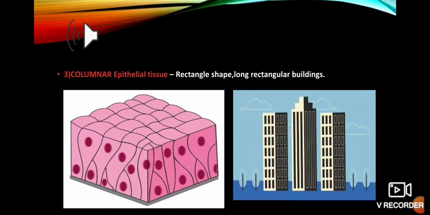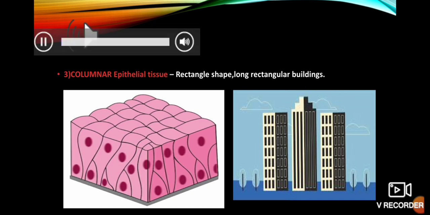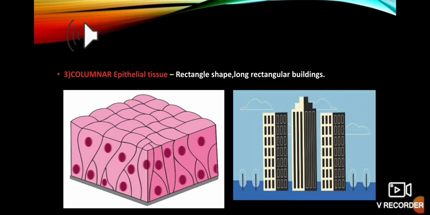Now, the first type of epithelial tissue on the basis of the shape of cells was the squamous epithelial tissue, which looks like the tiles of a floor. The second type was cuboidal epithelial tissue, which looks like an ice cube. And the third type is columnar epithelial tissue, which is similar to rectangular buildings. I have compared them with the buildings because the buildings are rectangular in shape, and thus these tissue cells have a rectangular shape.